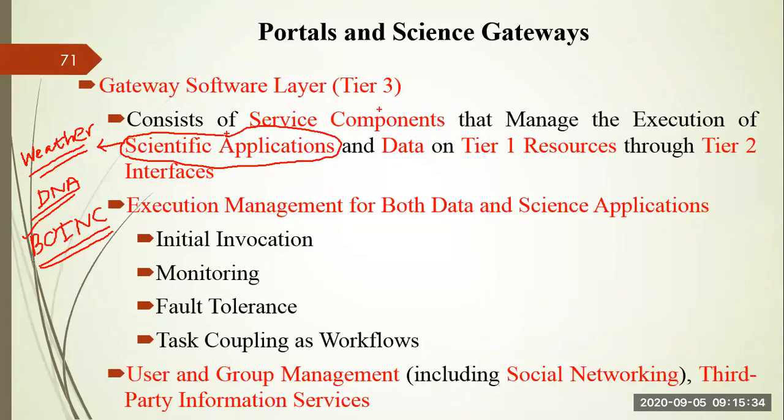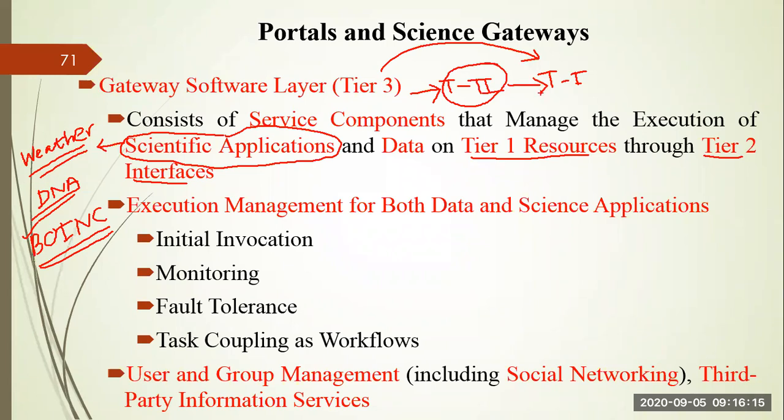Like that, if you see the execution of scientific applications and data on tier 1 resources through the tier 2 interfaces, right? Tier 3 cannot directly communicate with tier 1. It has to go through tier 2, which is middleware. This gateway, tier 3, has a service component that manages the execution of the scientific application data on tier 1 resources. It accesses the tier 1 resources with the help of tier 2 interfaces, right? By using these tier 2 interfaces, it can access the resource layer.